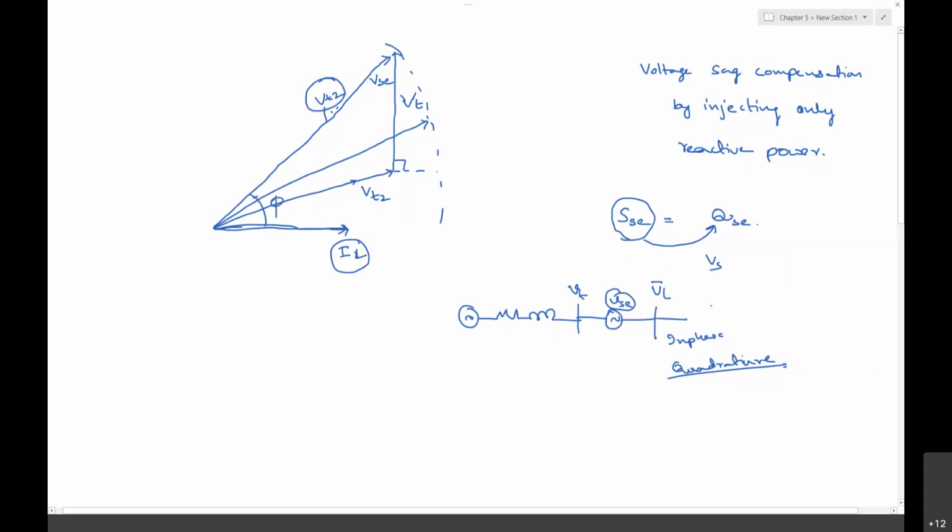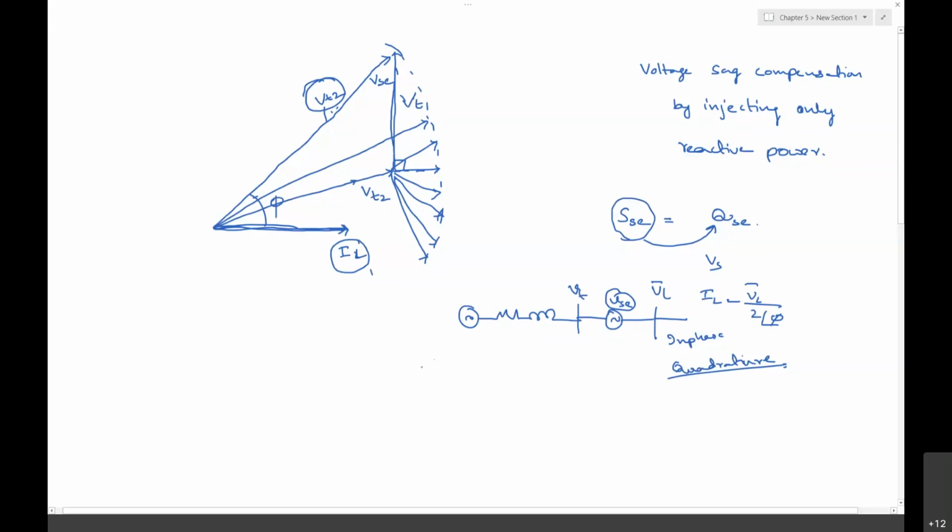Based upon the VL phasor, IL is equal to VL by Z at an angle of phi. We can't fix this IL and make this injection to be in quadrature or in phase, because after injecting, the load voltage is going to have whatever position it may be. Whichever method you select, based upon that, the IL is going to be fixed.